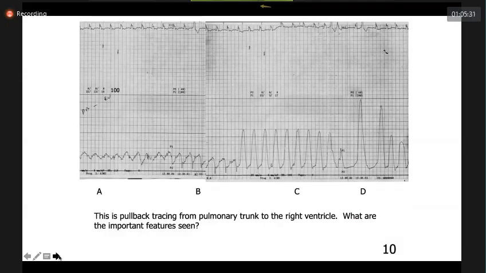So can anybody read this? This is a pullback from the pulmonary artery to the right ventricle. What are the important features?